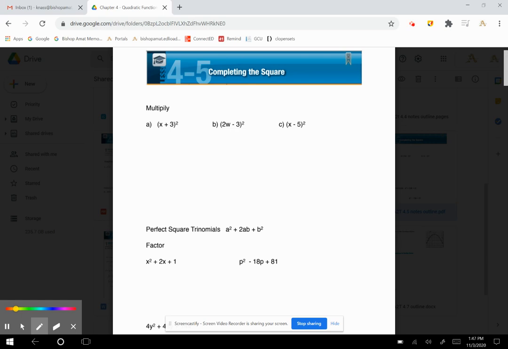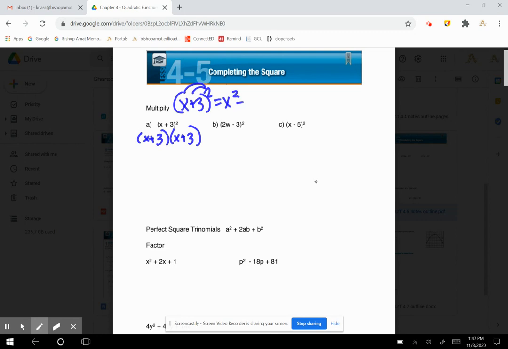4.5, completing the square. So first we're going to start off with multiplying. One thing to remember about this multiplying is it's x plus 3 quantity squared. So this is x plus 3 times x plus 3. Okay, it is not x plus 3 squared where you distribute it, so it's x squared plus 9.